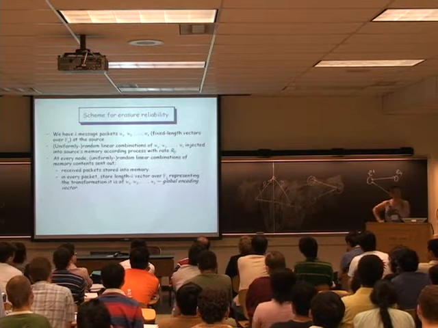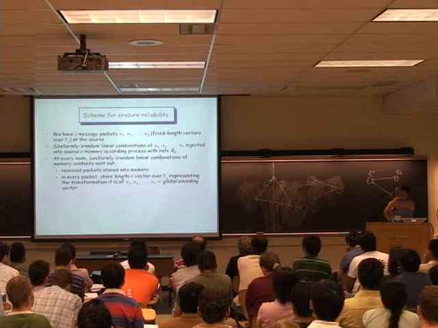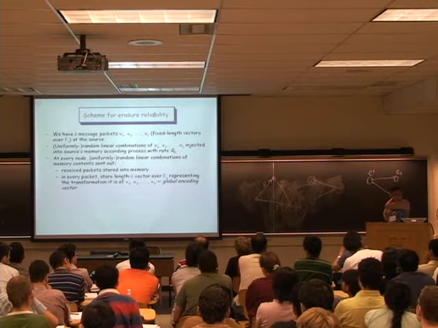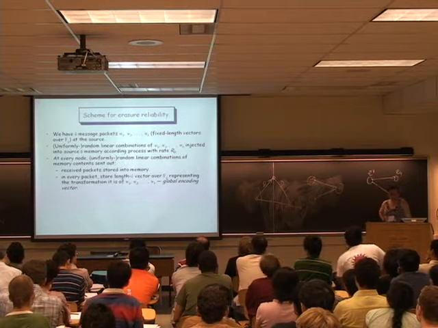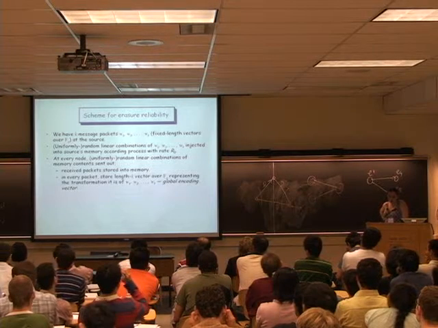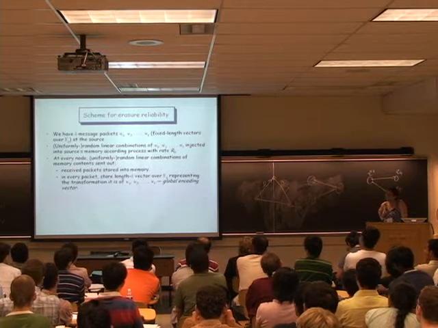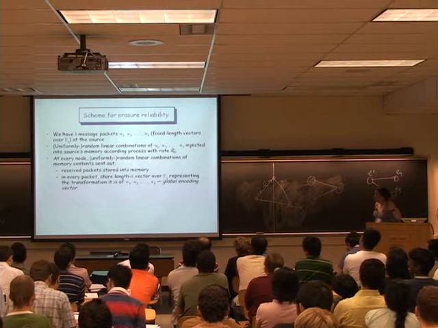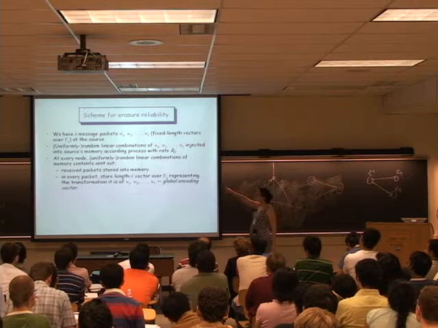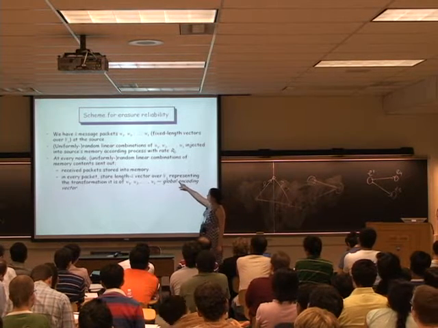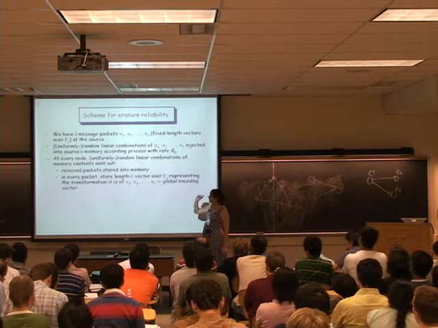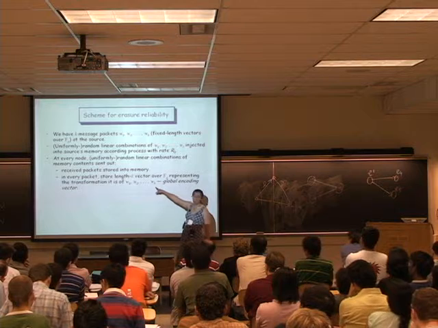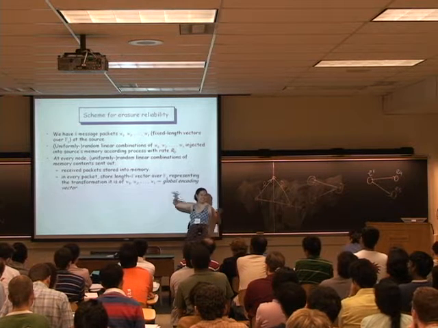So let me just give you a brief idea of how you do this. Basically, I'm going to have k message packets, and now I do have messages. Going back to Paul's question before, fixed length vectors at the source. And I'm going to do uniformly random linear combinations of these messages, which are injected into the source. Every node takes the received packets stored in memory and in every packet puts a header, which is a length k vector over Fq representing the transformation of the original messages.